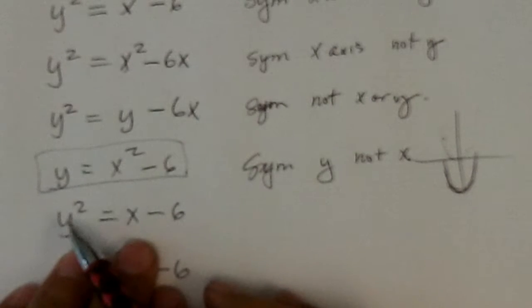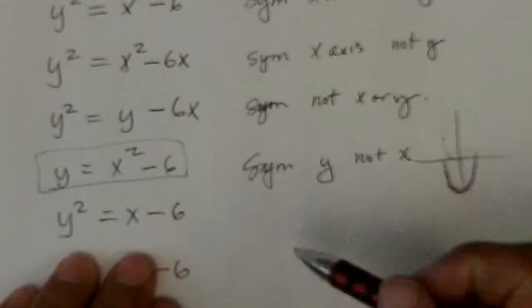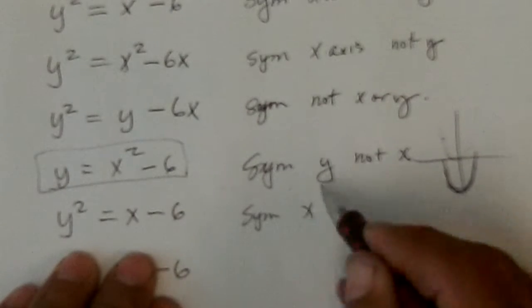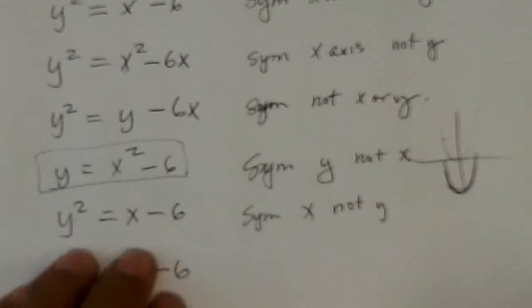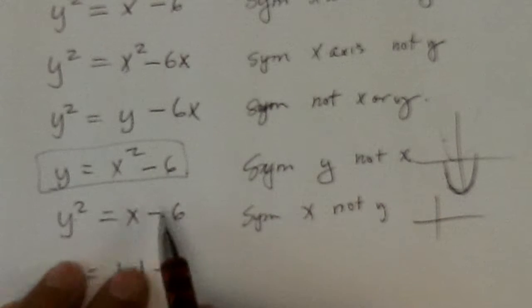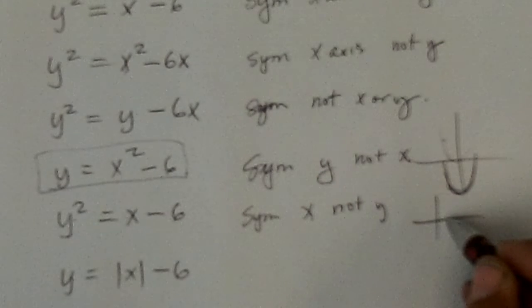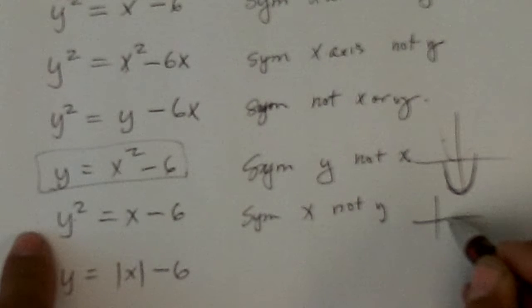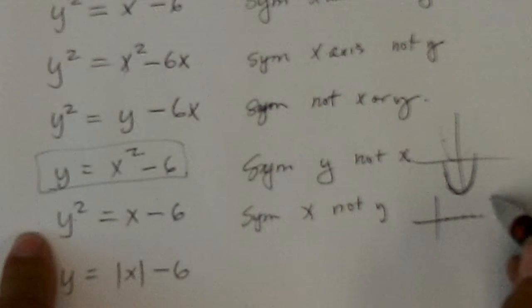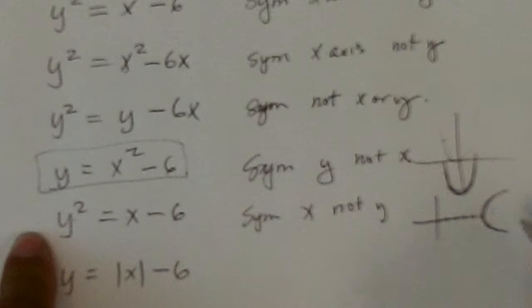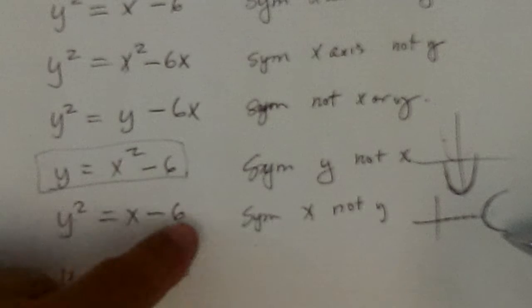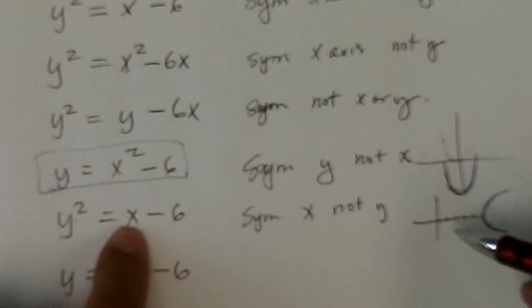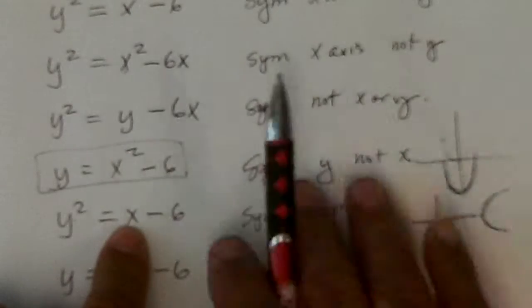This one looks like it's symmetric with the x because it doesn't care what the y is, but not with the y. And if I were to graph this, I can move this over and it would look like plus 6. It looks something like this. Okay? Symmetric with the x-axis because it's y squared and only the y squared, and not symmetric with the y-axis because there's no x squared.